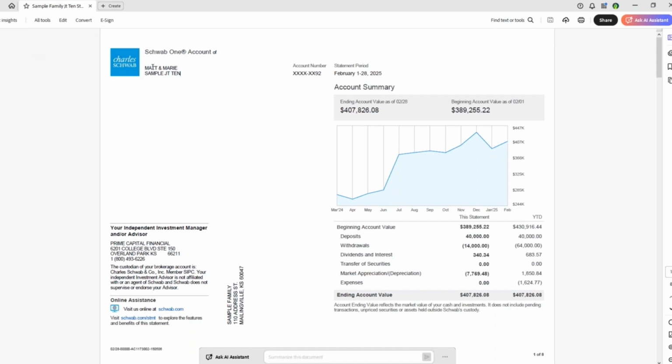So here, Matt and Marie own their account as joint tenants. You may have a trust account or a TOD. These are really important on who owns the money and where it goes after you pass, if something were to happen to you. You're going to see your full account number here. You're going to see that we're your investment advisor, or maybe you have a different investment advisor. That information will be shown here.